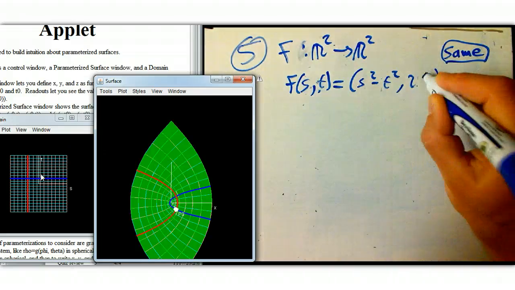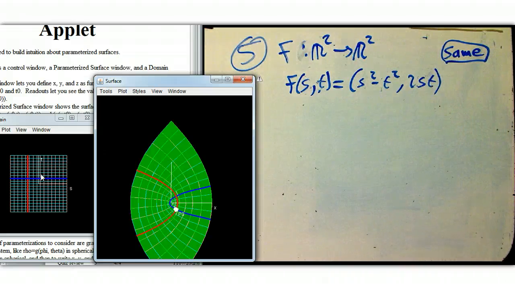S squared, T squared, 2ST. I forgot about that. Okay. So S and T are the inputs, and if I look at where the input grid lines go, these are nice smooth curves, and they intersect definitely transversely, in fact, perpendicular. I would like the same to be true of these guys.